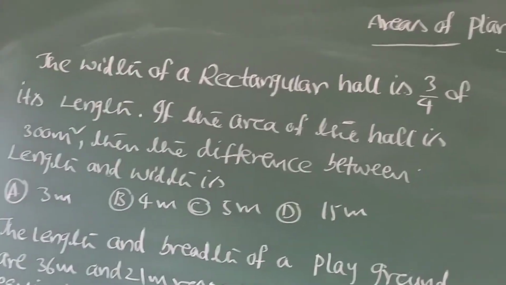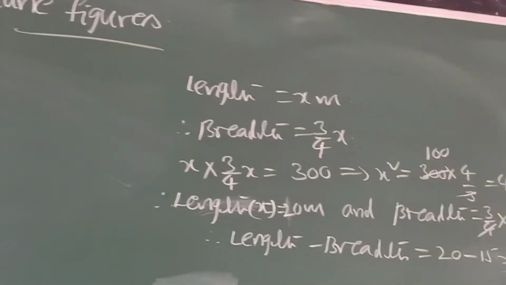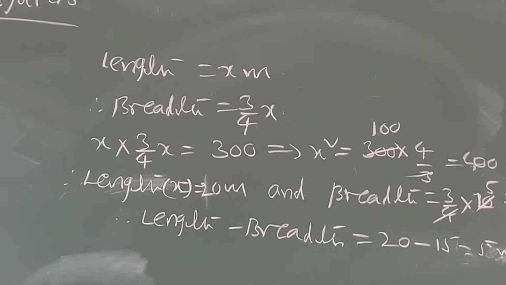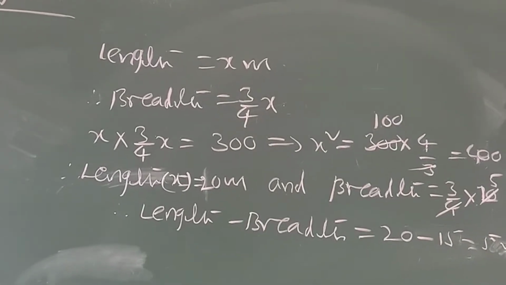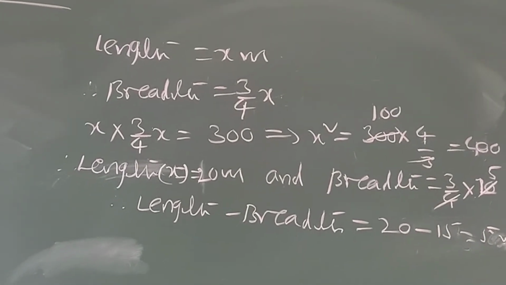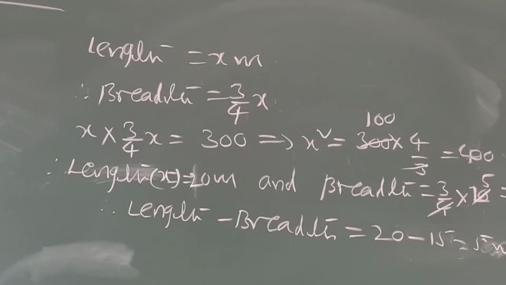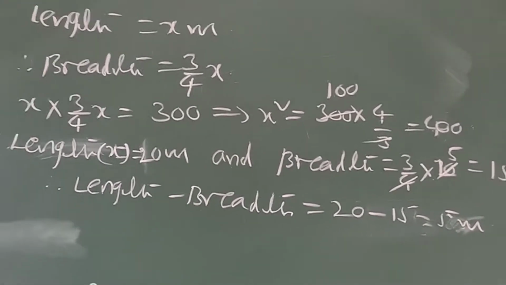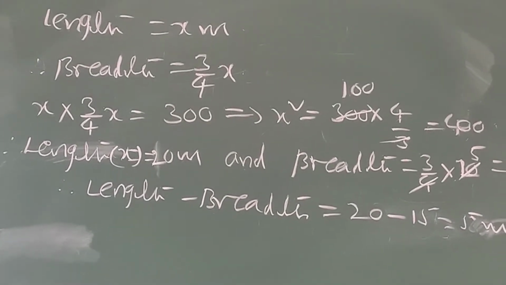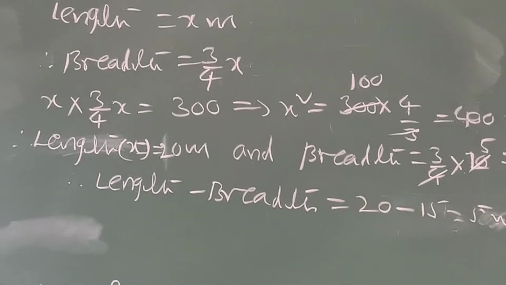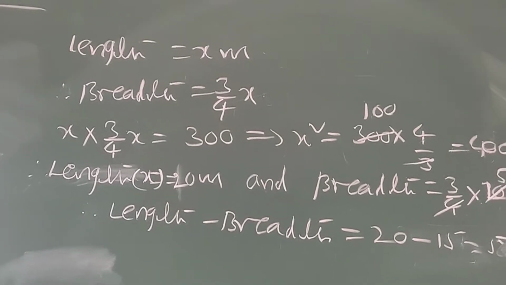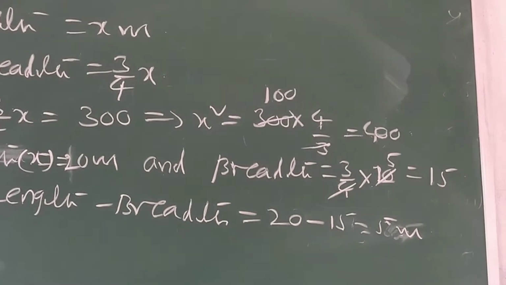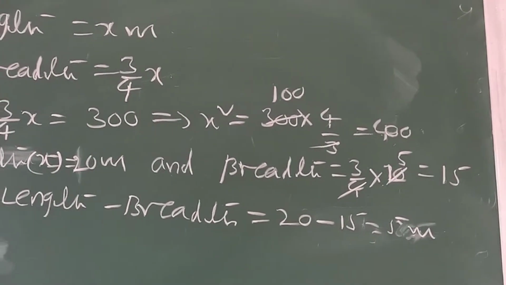Therefore, let the length of the rectangular hall be x. Therefore, breadth is equal to 3/4 of x, 3/4 x. Area of the rectangular field is given to be 300 meters square. Therefore, x into 3/4x is equal to 300. That implies x square is equal to 400. When you apply square root both sides, you will get x is equal to 20. Since we have assumed that length of a rectangular field is 20 meters, x is equal to 20 meters, and breadth is equal to 3/4 of x, 3/4 into 20, that is equal to 15 meters.